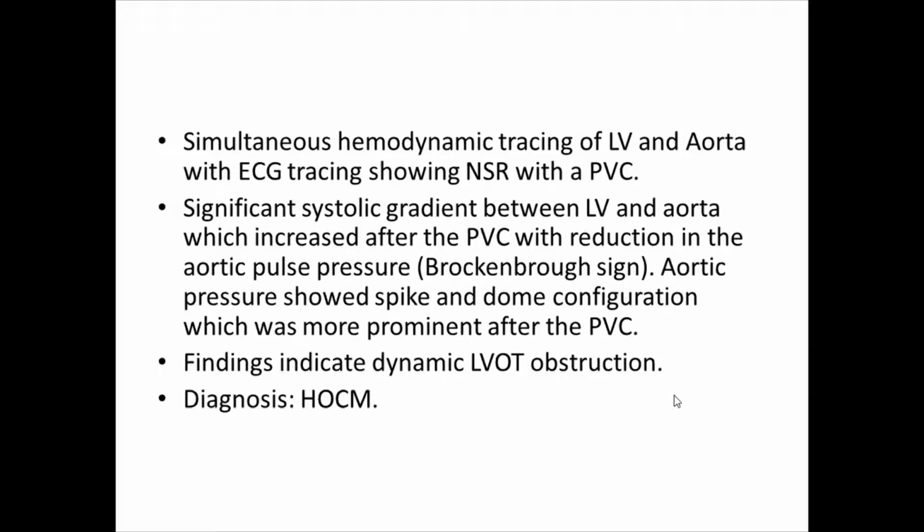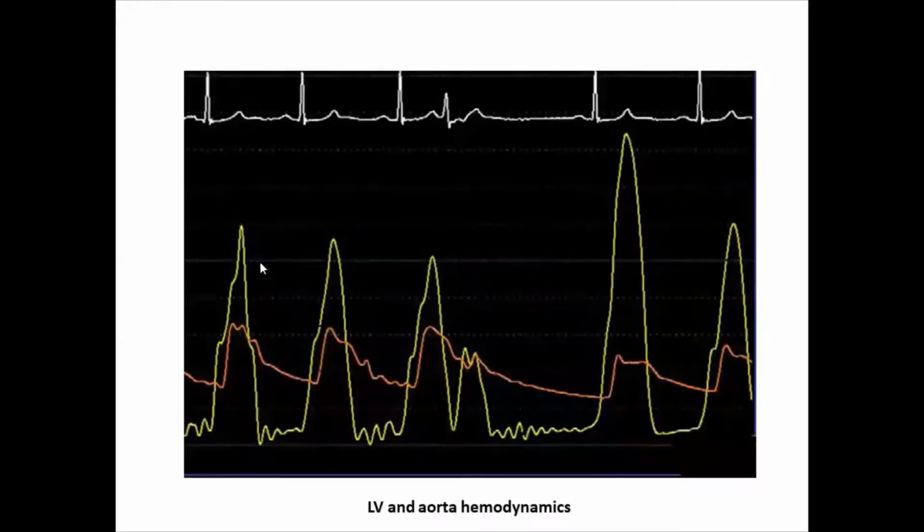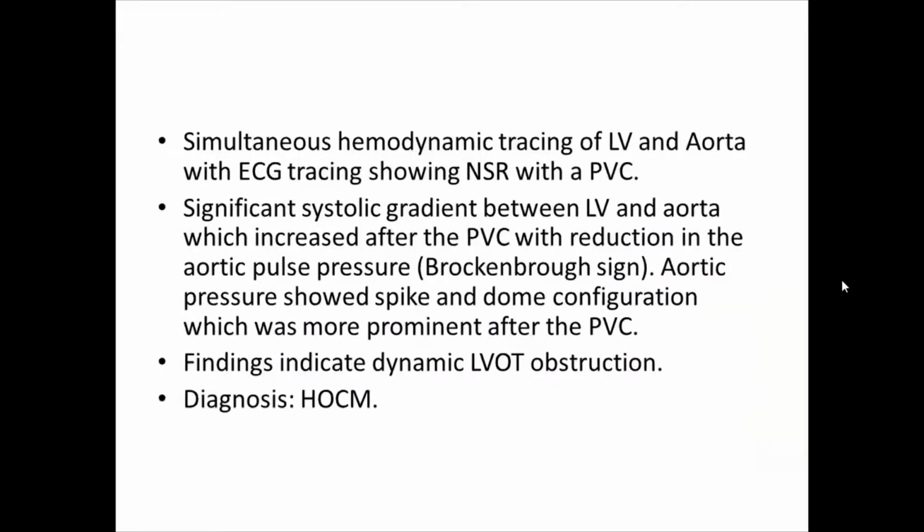So this is a simultaneous hemodynamic tracing of LV and aorta with ECG tracing showing normal sinus rhythm with a PVC. There is significant systolic gradient between LV and aorta, which increased after the PVC with reduction in the aortic pulse pressure. This is called the Brockenbrough sign. This happens in dynamic LVOT obstruction or hypertrophic cardiomyopathy. Aortic pressure showed spike and dome configuration. This also supports the diagnosis of hypertrophic obstructive cardiomyopathy with dynamic LVOT obstruction.